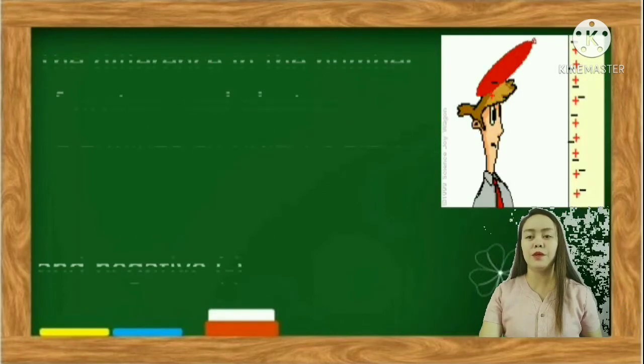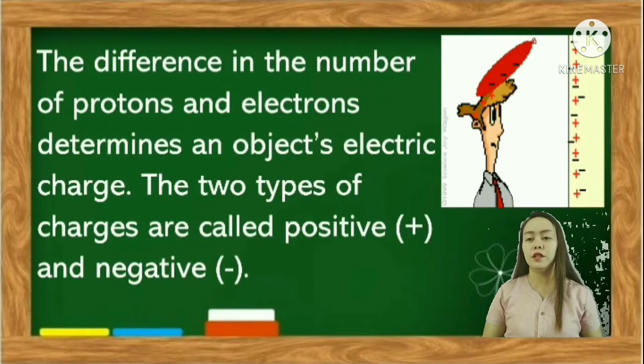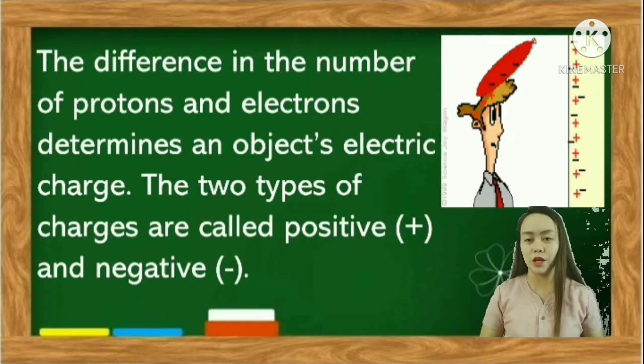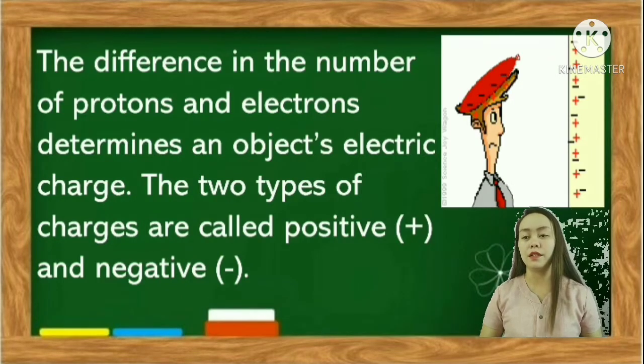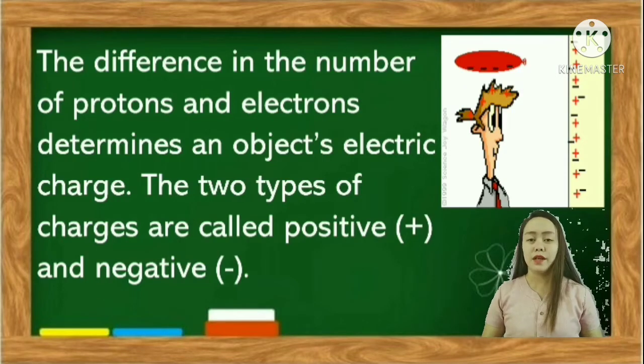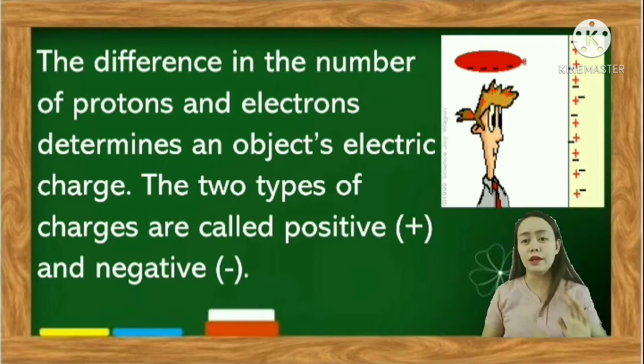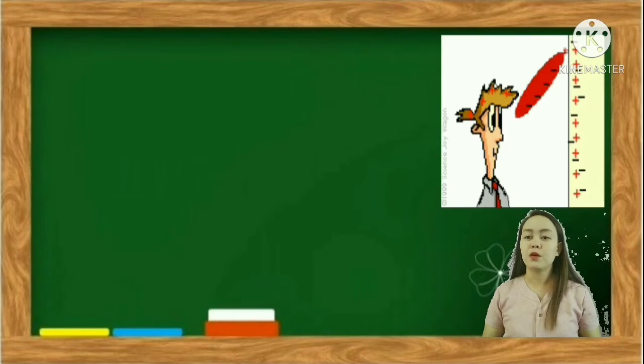The difference in the number of protons and electrons determines an object's electric charge. The two types of charges are called positive and negative. Negatively charged objects have more electrons than protons, while positively charged objects have fewer electrons than protons.